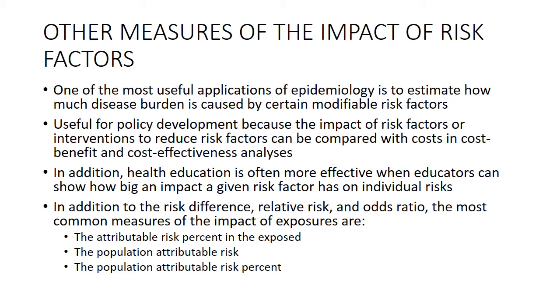So one of the most useful things we can do with this information about odds ratios and relative risk is to look at how much disease burden is caused by certain modifiable risk factors. This is really important for public policy, because we want to see what the most cost-effective things are, the things that are cheapest but get the most bang for our buck in modifying these diseases.